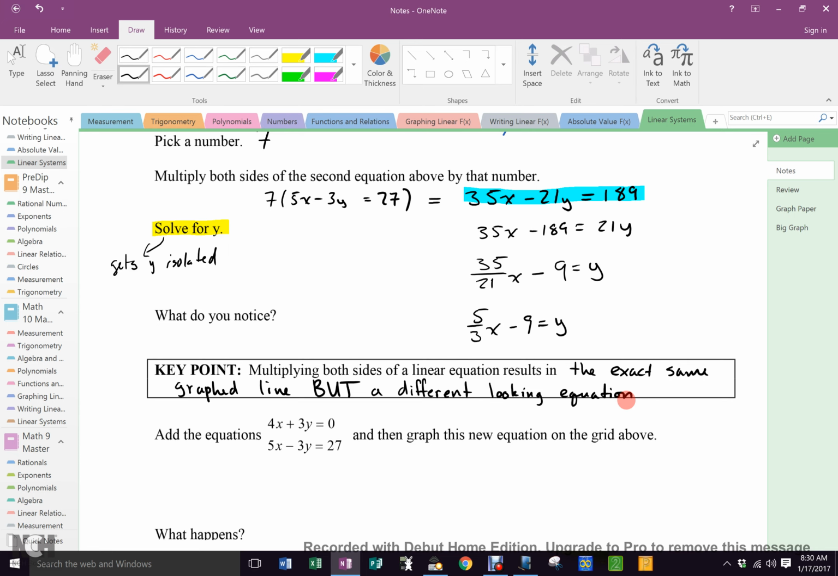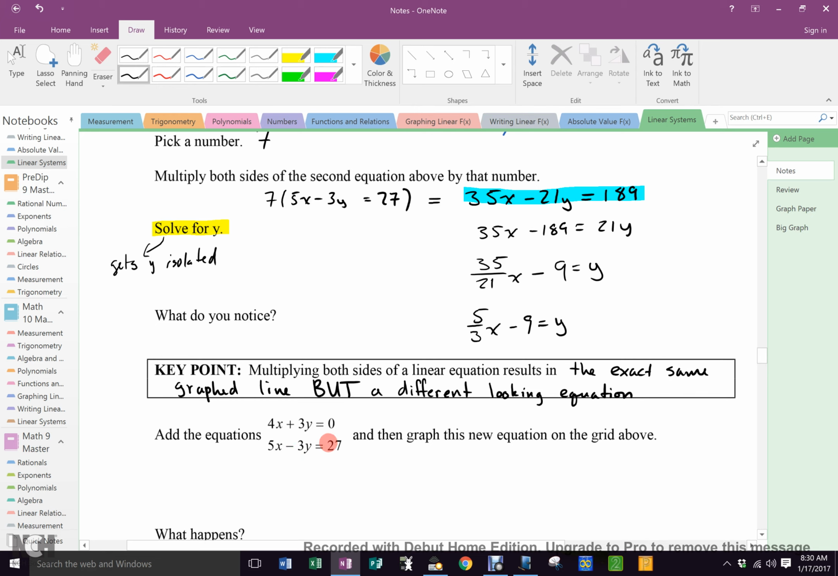All right. Now, so that's one piece of thing we have learned, yes? We can change the way the equation looks by multiplying it. But we still get the exact same line, yes? Everybody cool? All right. So let's do this now.